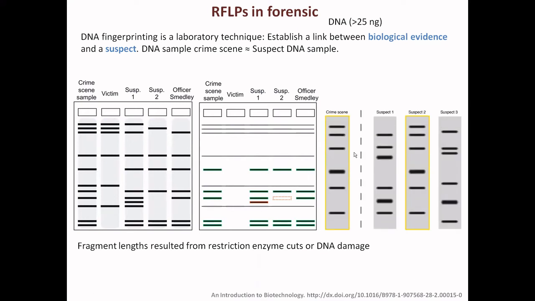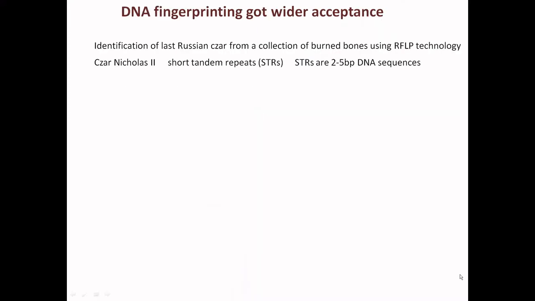So this is another example. In suspect 1, and this is suspect 2, all the bands of the crime scene match with suspect 2. So in this case, suspect 2 is the criminal. DNA fingerprinting got wider acceptance, like the identification of the last Russian Tsar from a collection of bones using RFLP technology.